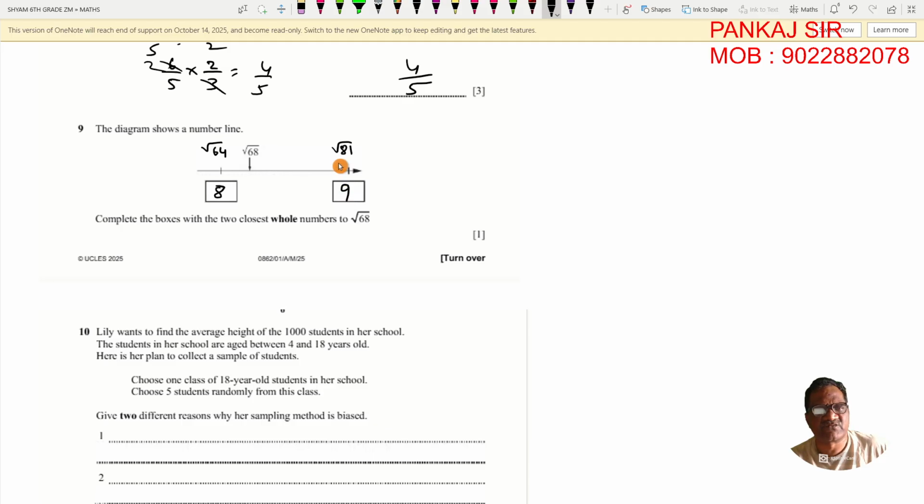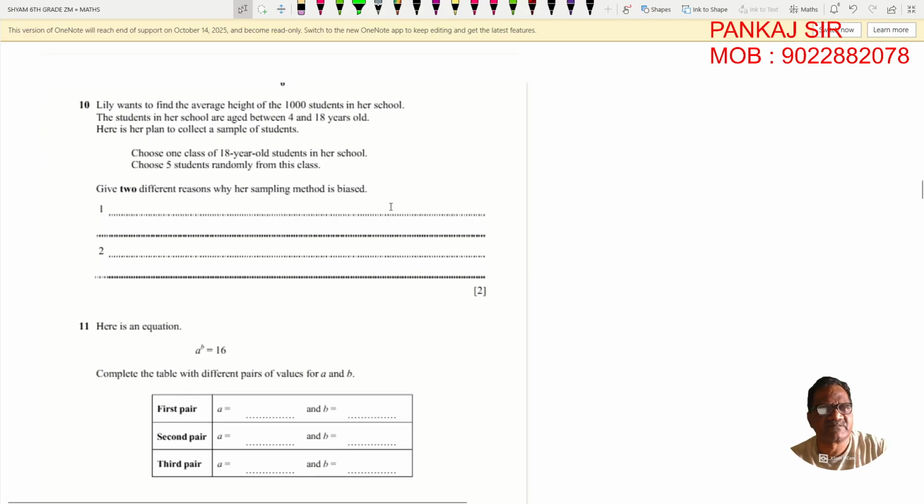So 9 squared is 81, or root of 81 is 9. And you can see that root of 68 is between root of 64 and root of 81. So the numbers in the boxes should be 8 and 9. Okay. Next question is question number 10.